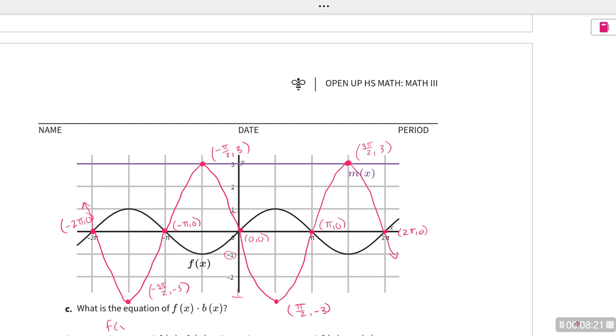So part C says, what's the equation? Well, we multiplied by negative 3. We multiplied sine of x by negative 3. So the equation just becomes negative 3 sine of x.